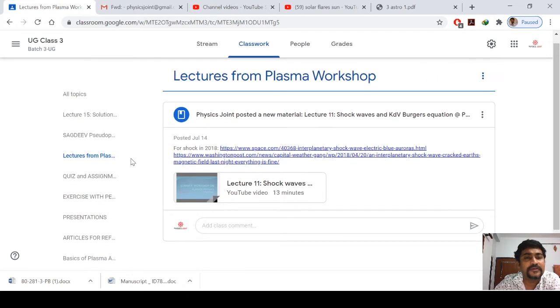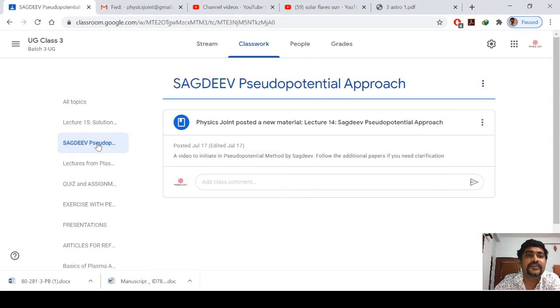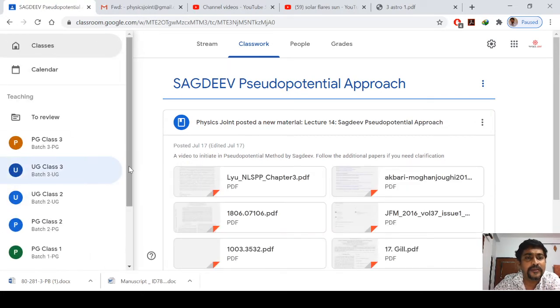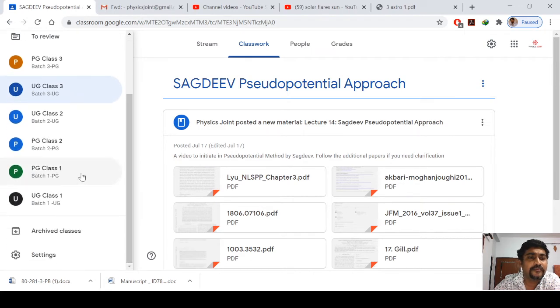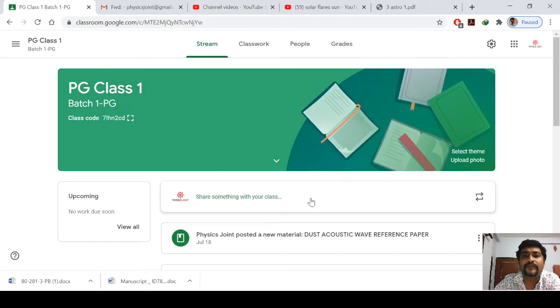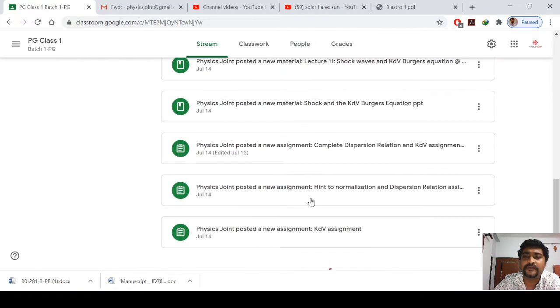Well, we are not pushing you, just take your time to learn, enjoy your learning. So there is the Sagdeev pseudo potential method and something more. And if I go to the existing batch, suppose PG batch 1, okay, you see how they have done it, they have carried out the same kind of thing.